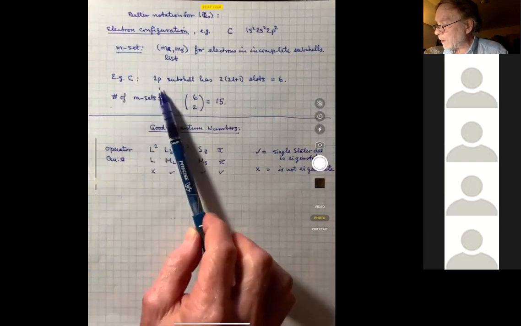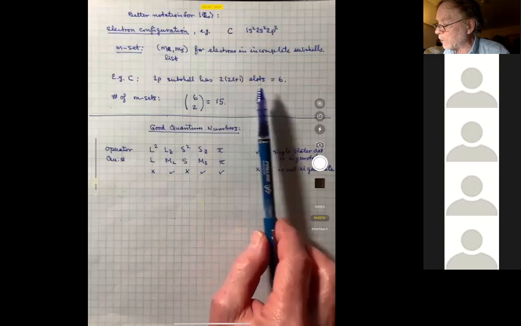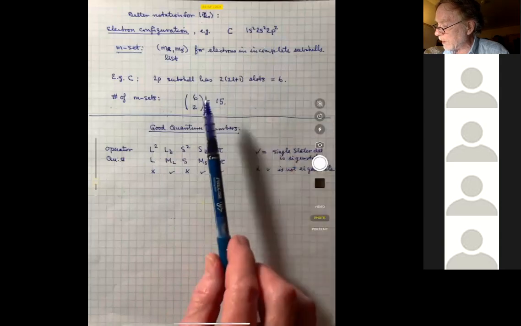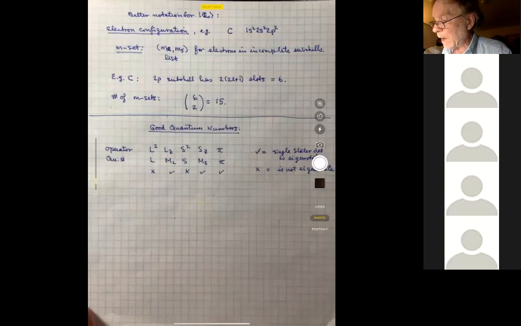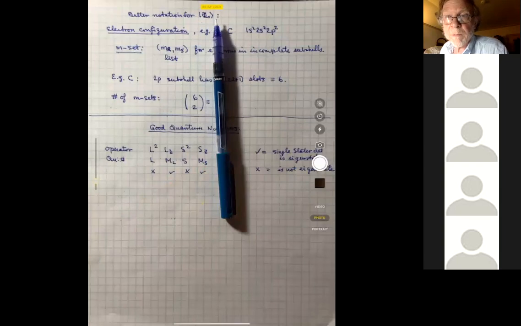So in the case of carbon, the 2p subshell has 6 slots. It's 2 times 2l plus 1, which is 6. And so the number of M sets, since there are 2 electrons to go in there, is the binomial coefficient 6 choose 2, which is equal to 15. That means there are 15 different ways of assigning M sets for the ground state of the central field approximation to carbon, and therefore that ground state is 15-fold degenerate. So that means that we're going to have to do degenerate perturbation theory, or think about it anyway, in studying that perturbation H1, which was the residual Coulomb interaction.